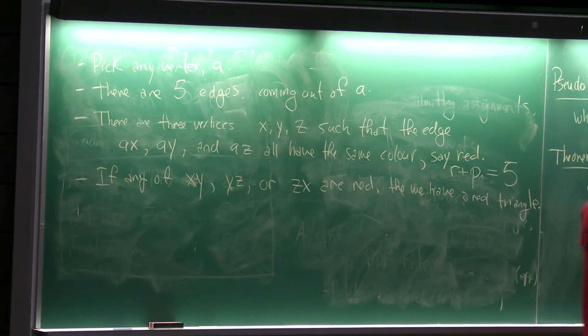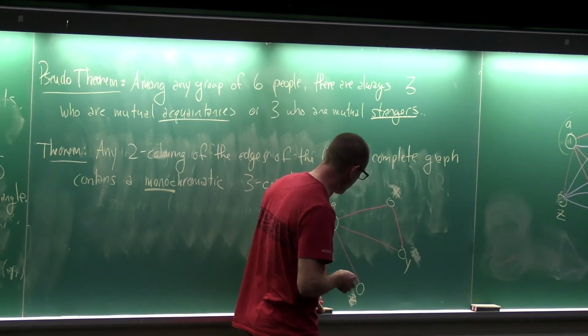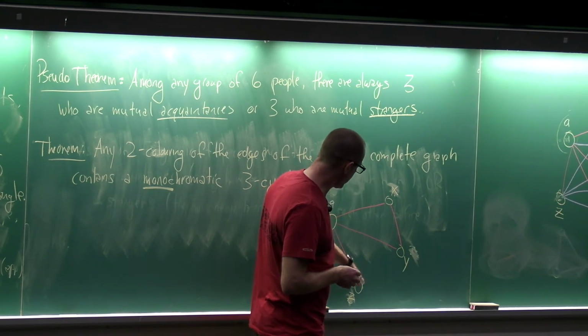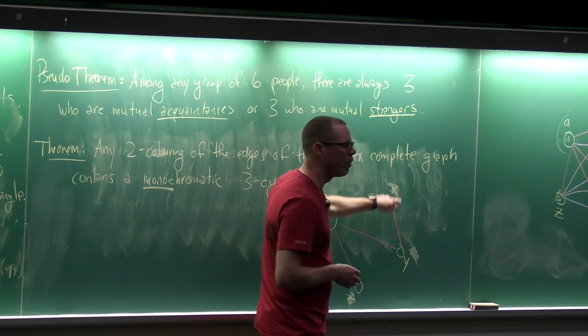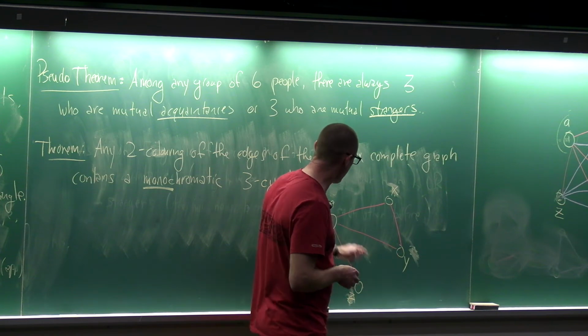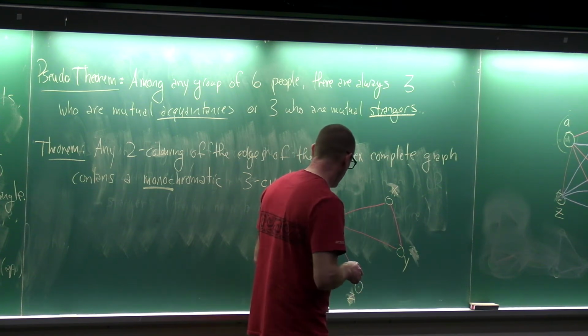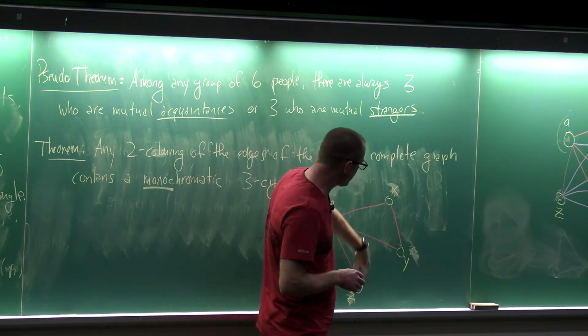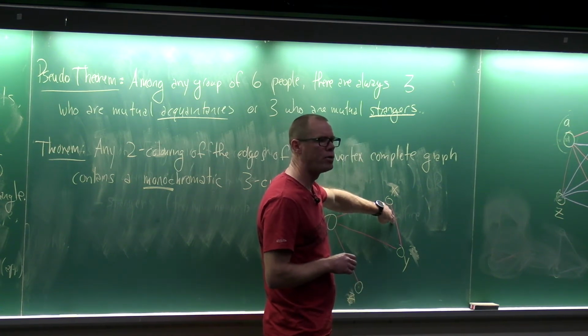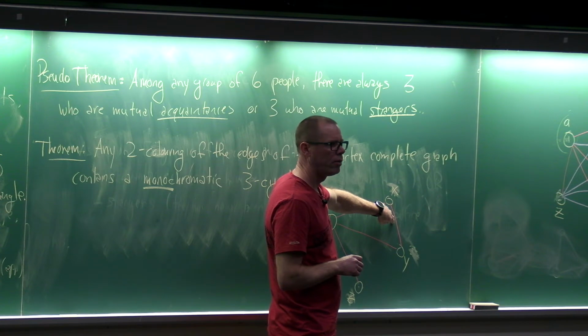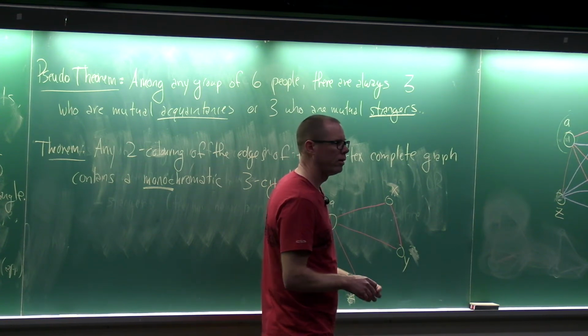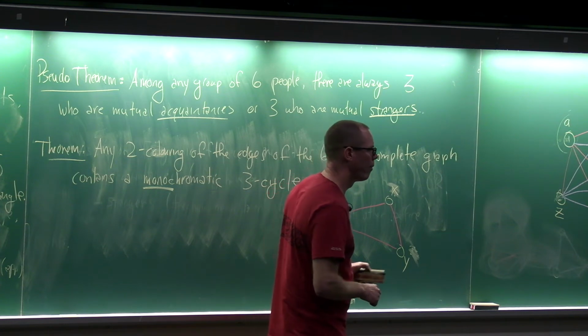All right, so if any of these things, and that would be true no matter what, right? If XZ was the red edge, then that would be a red triangle. Or if YZ was the red edge, we'd find a red triangle there. So if there's any red edge between these 3 things, we're done. We found the red triangle that we're looking for. What's the other possibility?